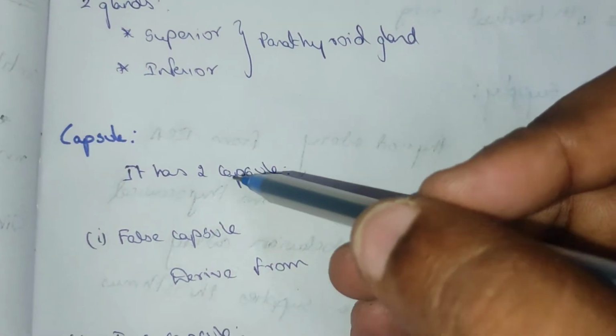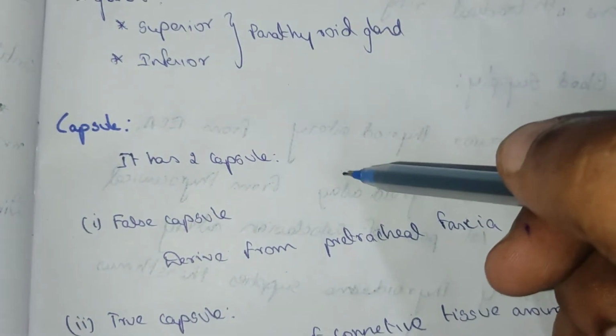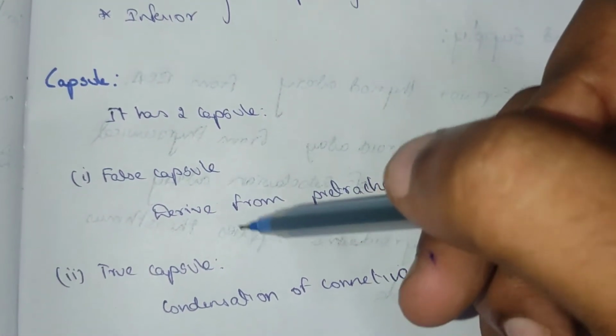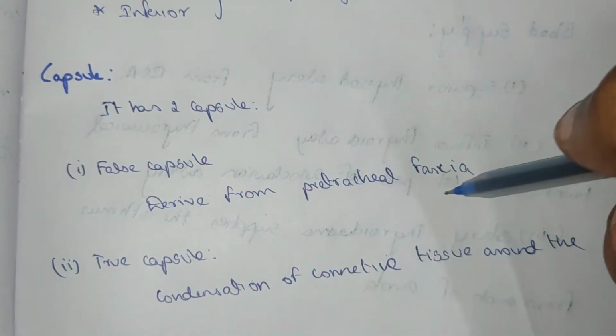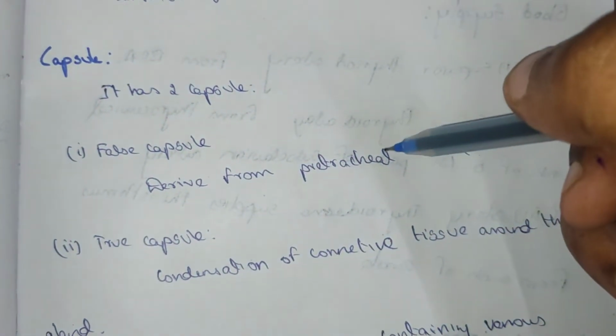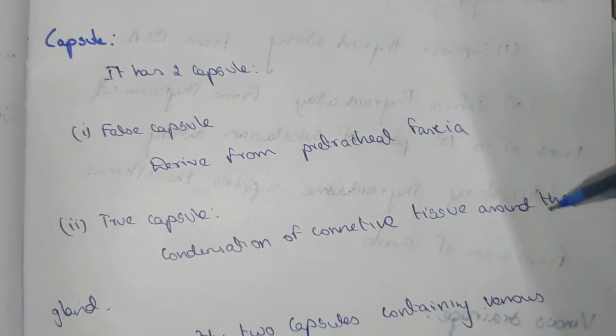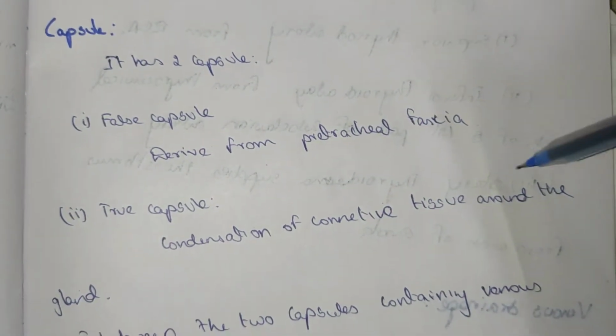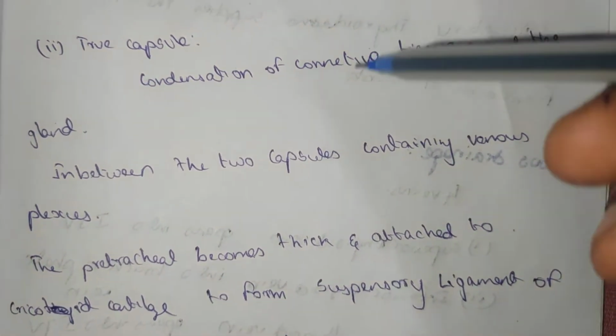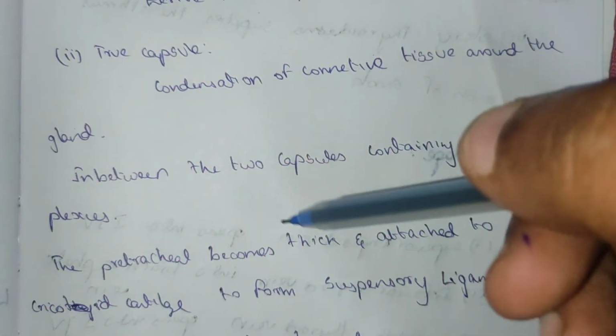Now we will see the capsule. The capsule is made up of two things, the false capsule as well as the true capsule. The false capsule is derived from the pretracheal fascia, and the true capsule is a condensation of the connective tissue around the gland. In between the two capsules lies a venous plexus.